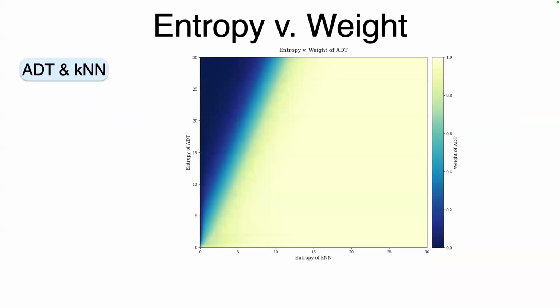Okay. And then you can ask, let's see what's the relationship between the entropy of the estimator and the weight. We're looking at ADT and KNN, these two estimators. Here, this shows the weight that you give KNN, and this shows the weight that you give ADT. The yellow means that you give ADT a high weight. And what we see is that if you take a straight line here, the lower the entropy, the higher the weight that you give ADT.